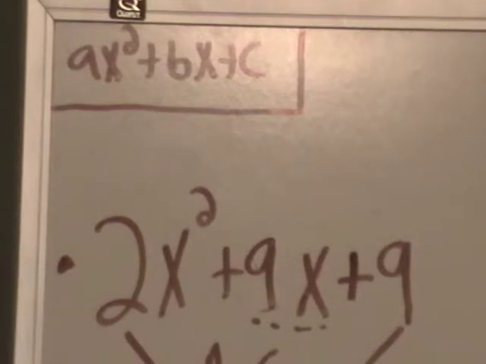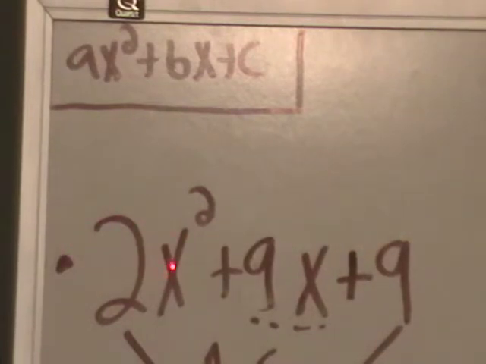Instead of a, there's a 2. So here's our a. Instead of a b, there's a 9. Here's our b. And then instead of a c, there's a 9. So here's this equation right here, 2x squared plus 9x plus 9.